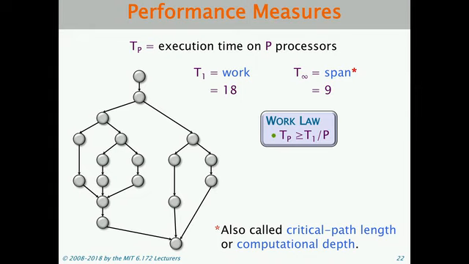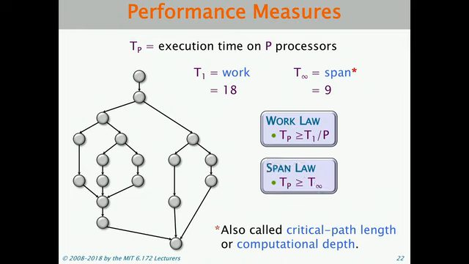So the answer is that if you have P processors, on each time step, you can do at most P work. So if you multiply both sides by P, you get P times T sub P is greater than or equal to T1. If P times T sub P was less than T1, then that means you're not done with the computation because you haven't done all the work yet. So the work law says that T sub P has to be greater than or equal to T1 over P. Any questions on the work law?